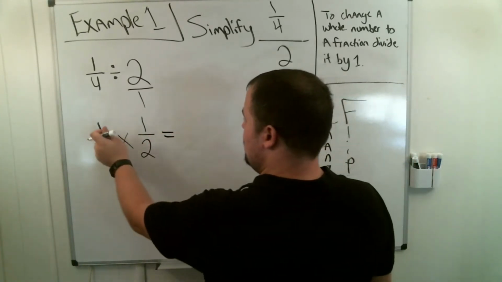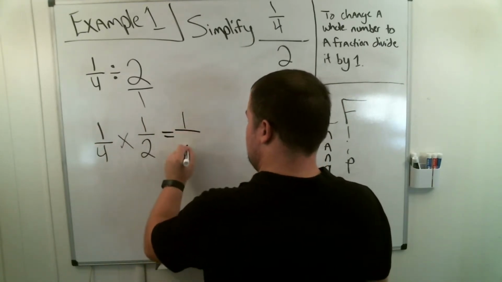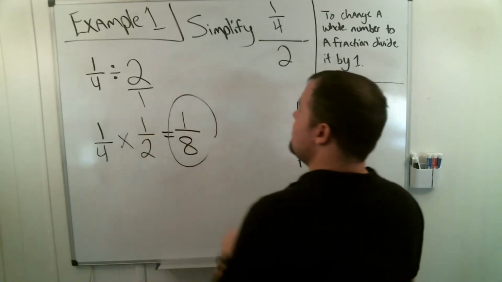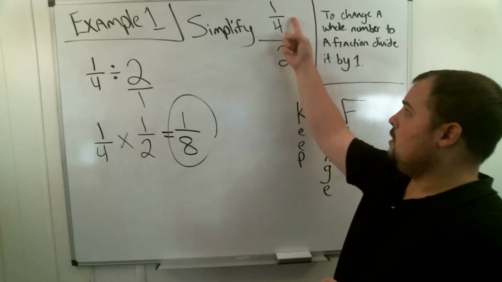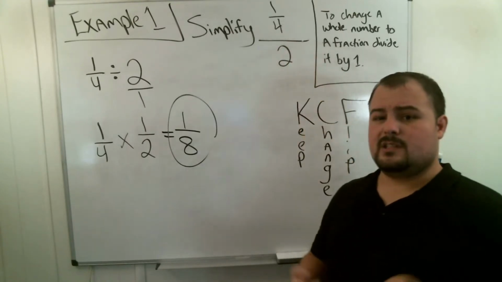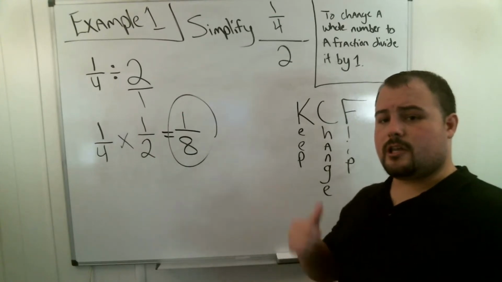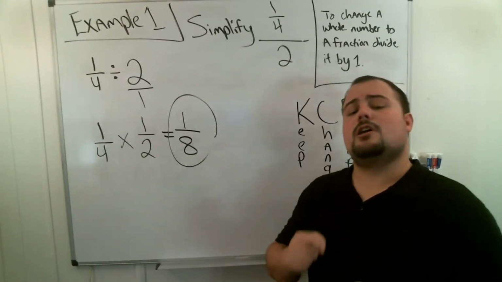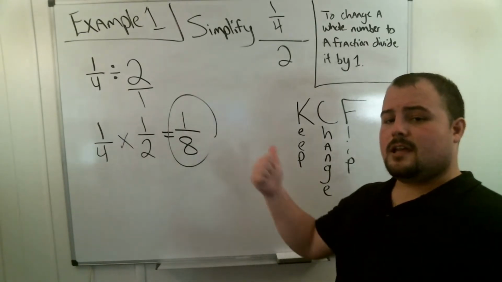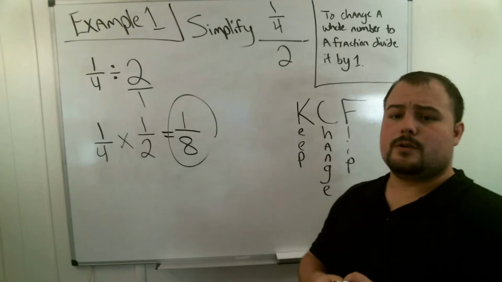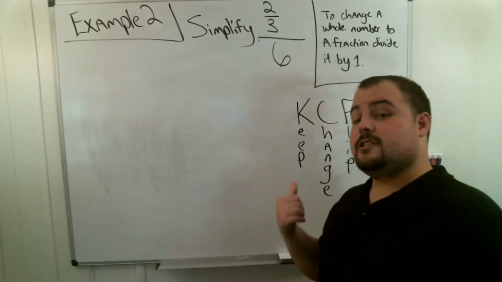across. 1 times 1 is 1. 4 times 2 is 8. So 1/4 of 2, or 1/4 divided by 2, is 1/8. And that's how we're going to solve these problems. We're going to KCF them. Keep, change, and flip them. So make sure that you're ready to write them hot dog style and KCF after we change our whole numbers to a fraction. Alright, so we're now on to our second one.